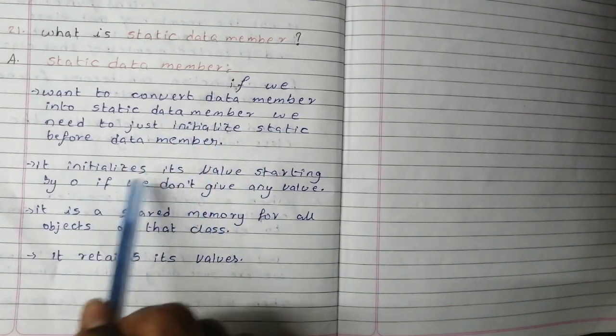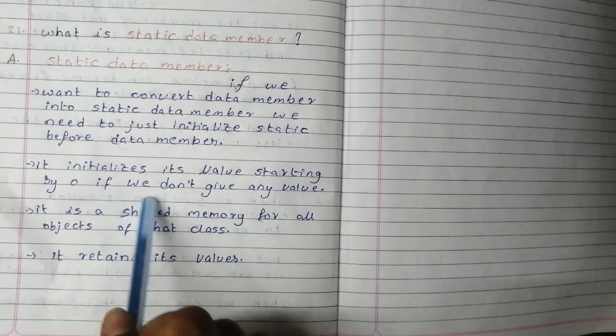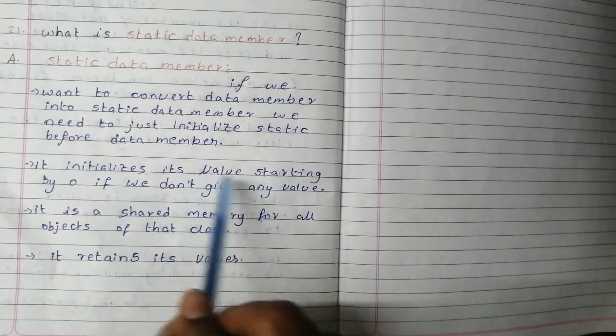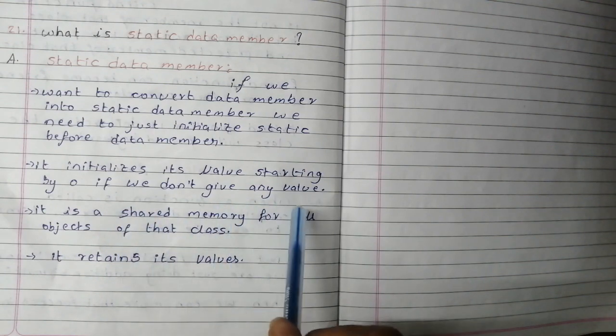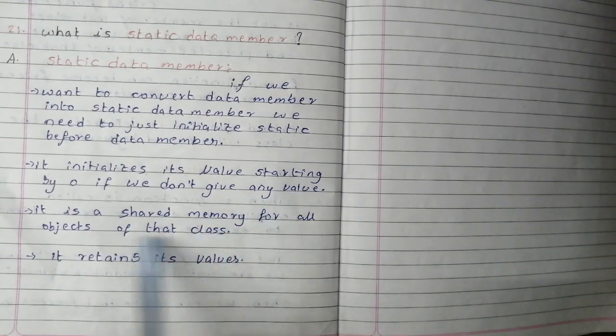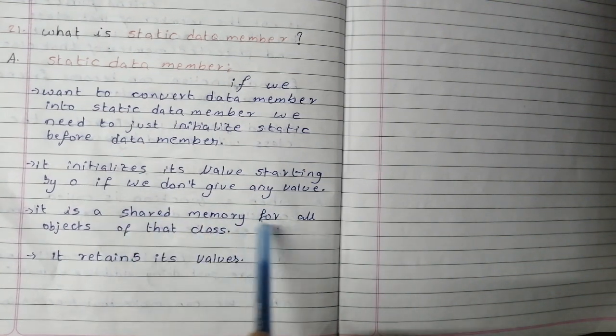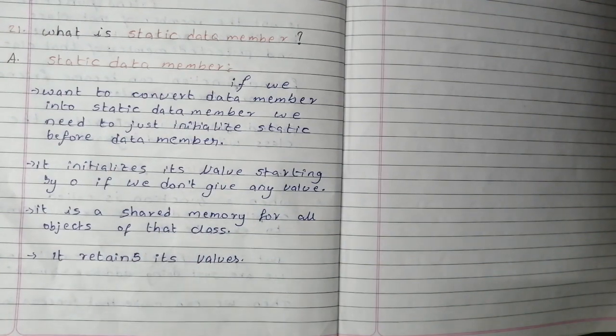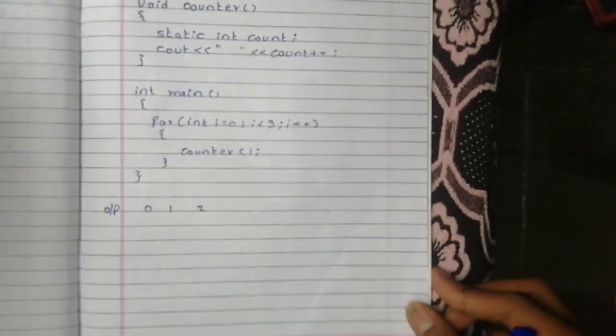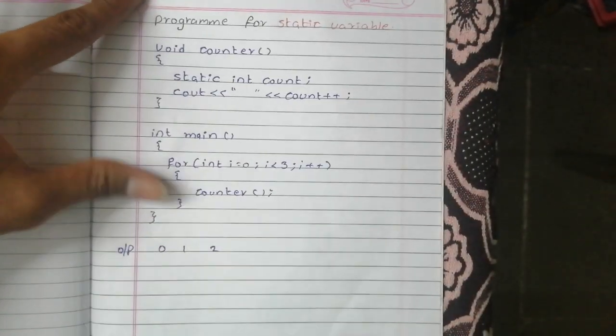It initializes its value to 0. If you don't give any value, it initializes its value to 0. It is a shared memory for all objects of the class, and it retains its value. So let us see through an explanation so you can understand the static variable better.